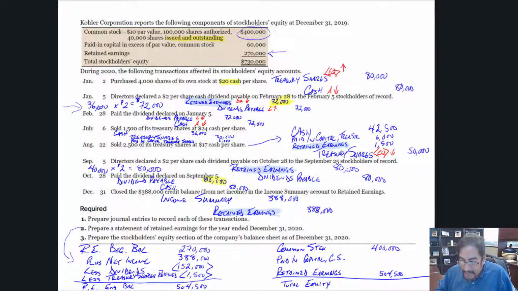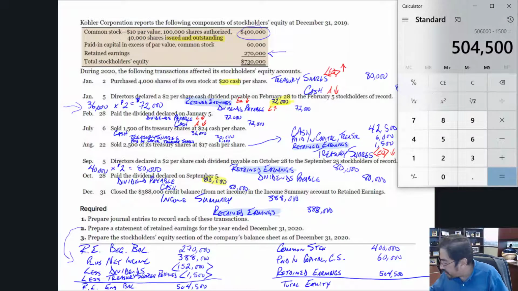The total paid in capital in excess of par value, $60,000. We would only increase that if we issued more shares at greater than par value. We didn't issue any shares. We reissued treasury shares and we took care of that, but we didn't issue any new shares. So that also just stays at the $60,000.